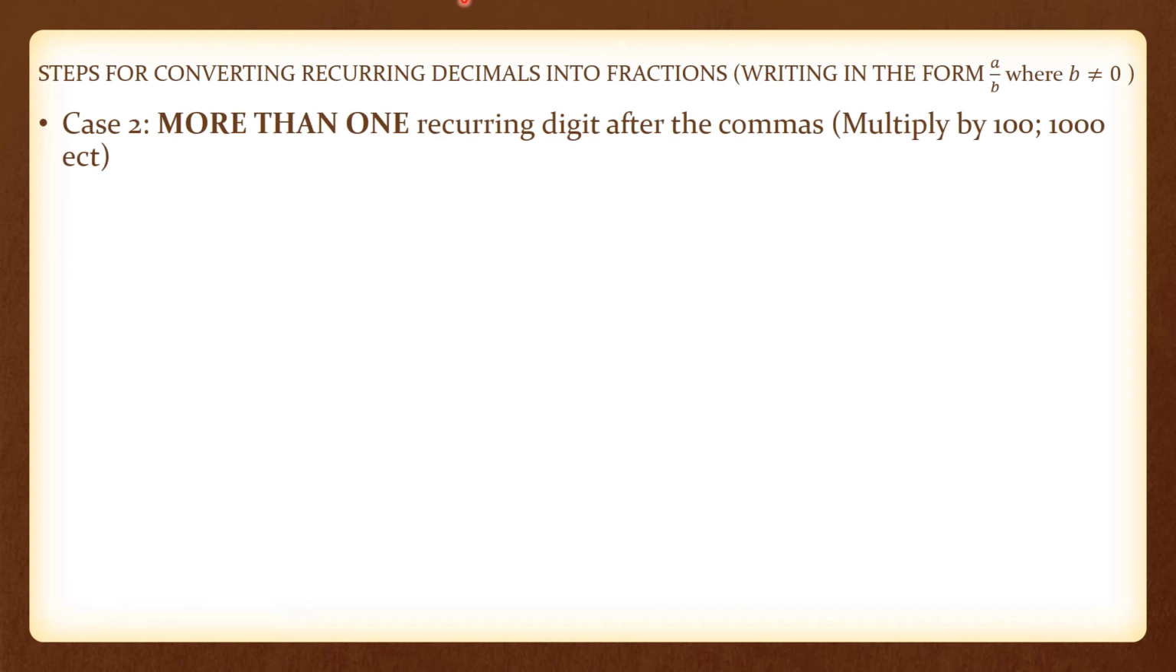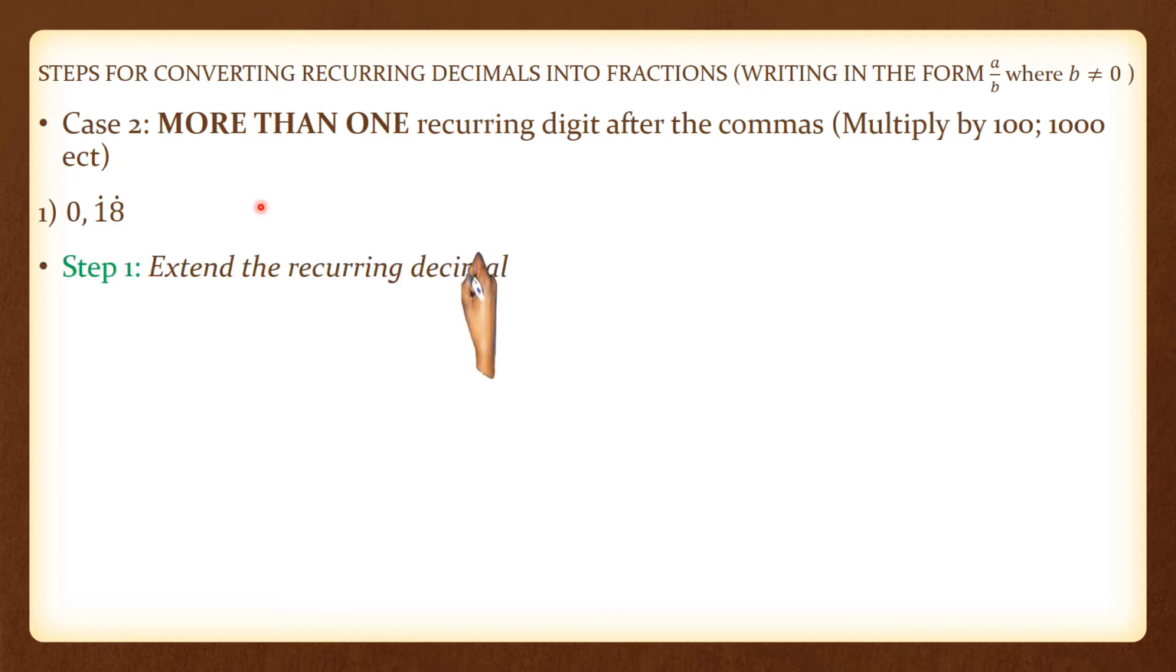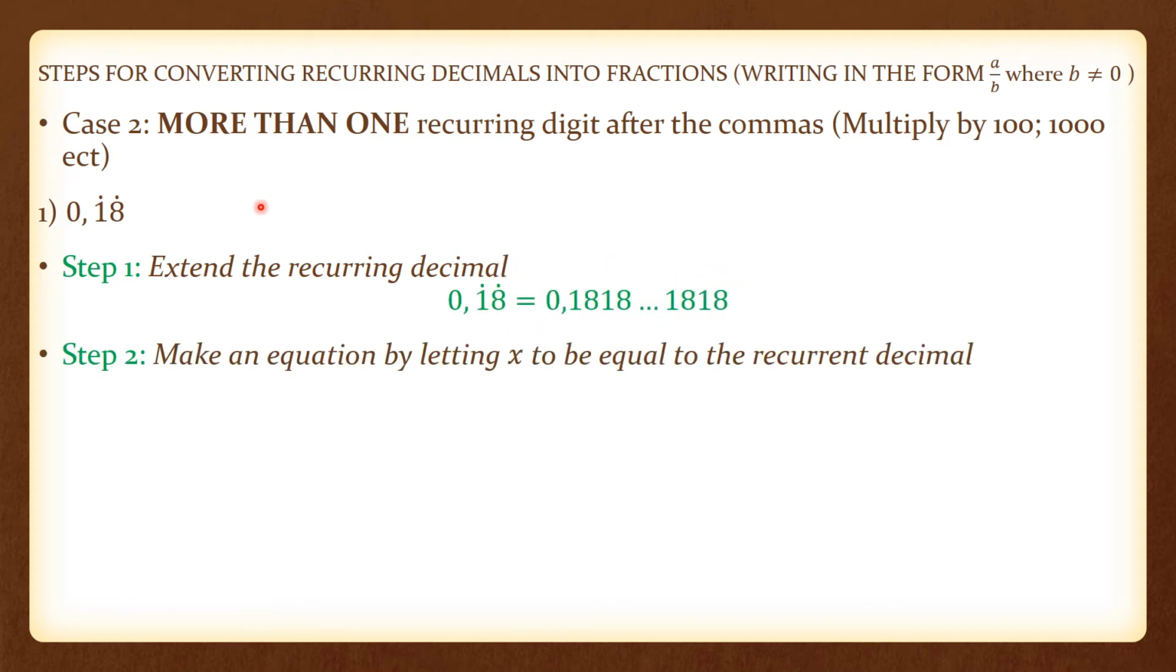Case 2, more than one recurring digit after the comma. Example, 0.18 recurring. I say 18 recurring because we have a dot on the 1 and a dot on the 8, which tells us this is 0.18 recurring. So first, step number 1, we're going to extend the recurring decimal. So 0.18 recurring is equal to 0.181818, repeating indefinitely.